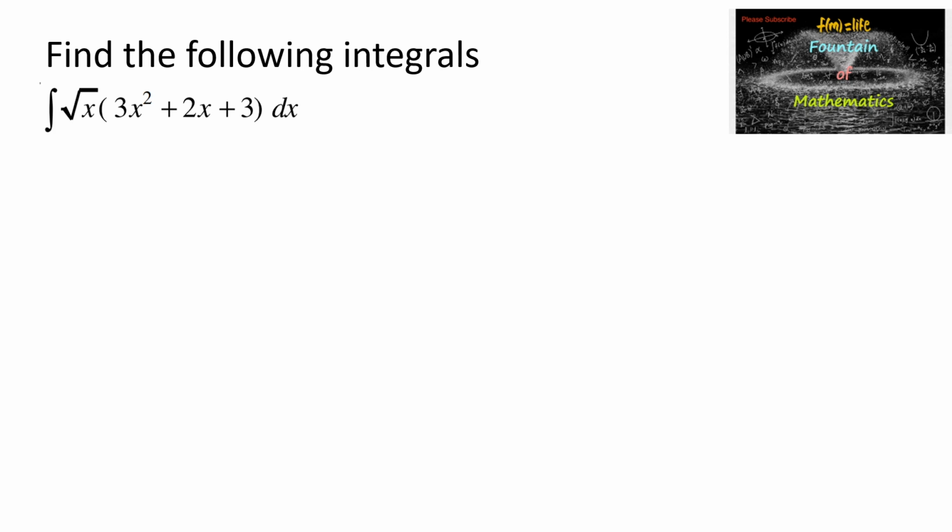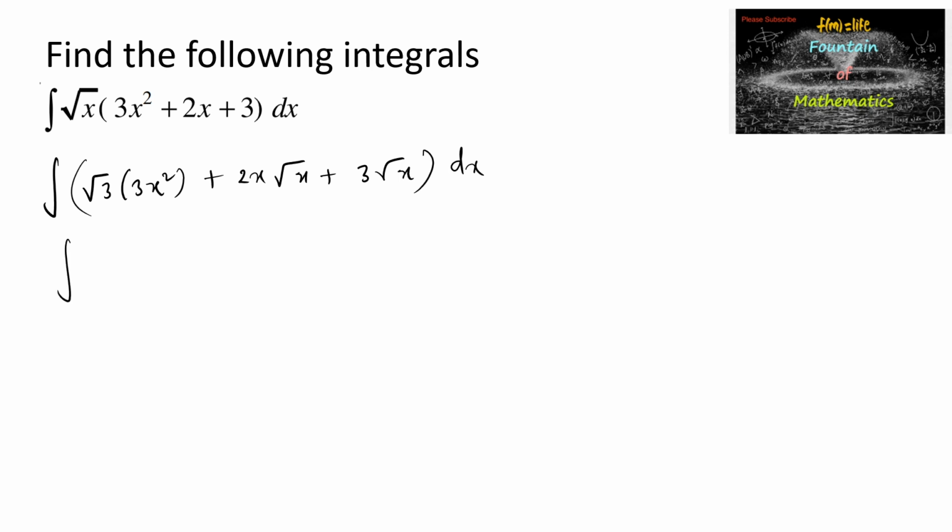Find the following integral: root x times 3x square plus 2x plus 3, dx. So we can simplify here: root x into 3x square plus 2x into root x plus 3 root x, dx. Upon simplifying, 3 into x square into root x we can write as x power 5 by 2, plus 2 into x to the power of 3 by 2, plus 3 into x to the power of 1 by 2, the whole dx.